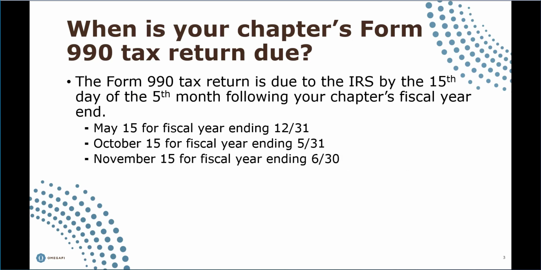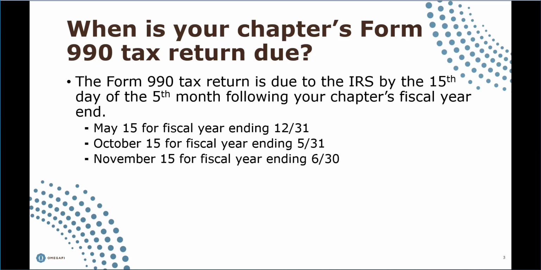To begin, let's start by answering the question, when is your chapter's Form 990 tax return due? The Form 990 tax return is due to the IRS by the 15th day of the 5th month following your chapter's fiscal year end. And just because it's submitted on Vault on the 15th doesn't mean it's been submitted to the IRS. Ideally, you should submit the 990 report no later than 2 weeks prior to the return due date. 990 reports submitted less than 2 weeks prior to the return due date will be extended and you will be charged a $75 extension fee.